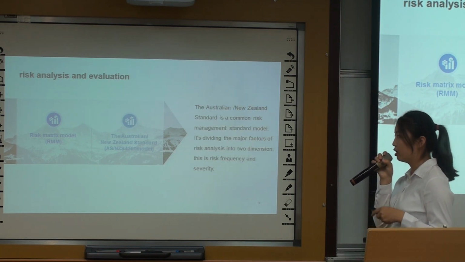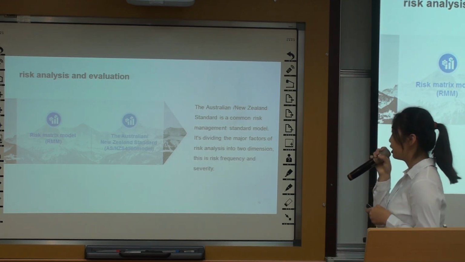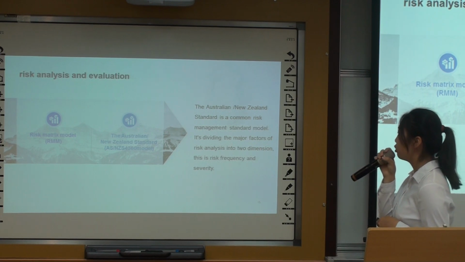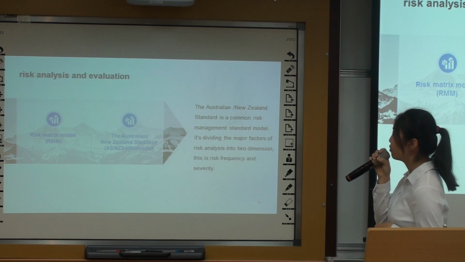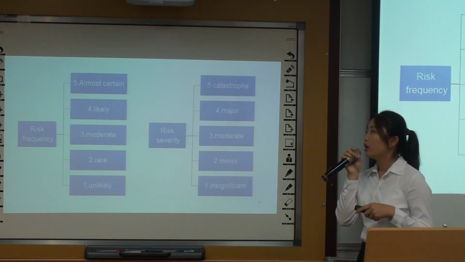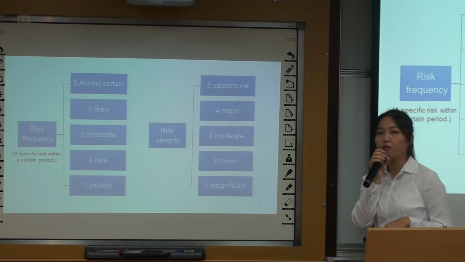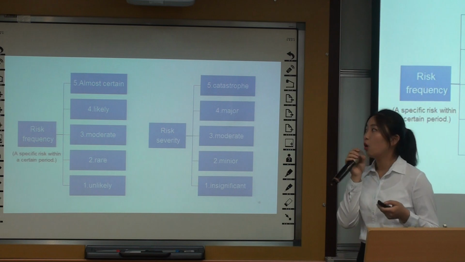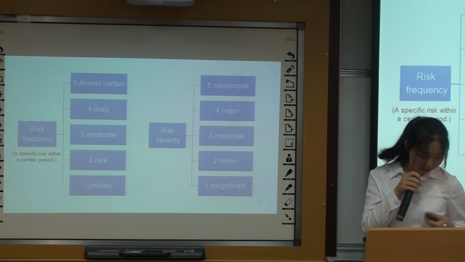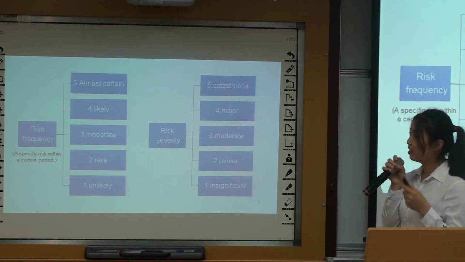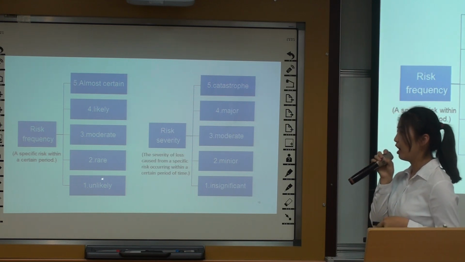And the Australia-New Zealand standard is a common risk management standard model. It divides the major factors of risk analysis into 2 dimensions. This is risk frequency and severity. The risk frequency means the number of times a specific risk incident occurs within a certain period. It was divided to occur in a risk unit into 5 levels, from 5th almost certain to 1st unlikely.